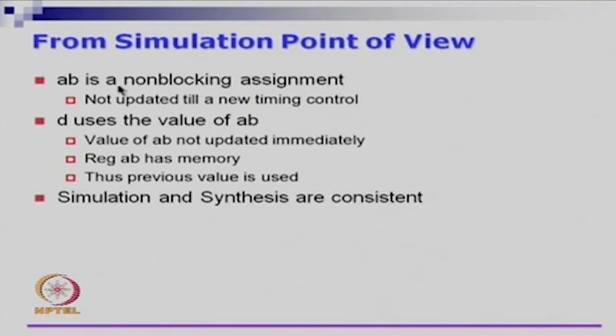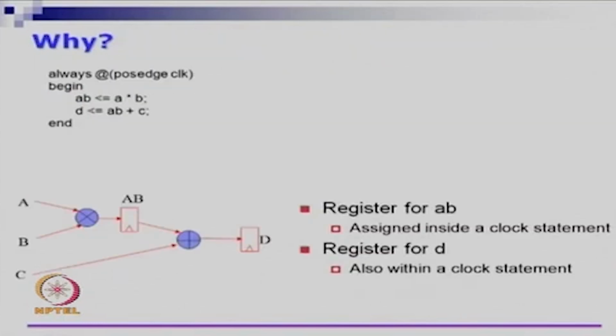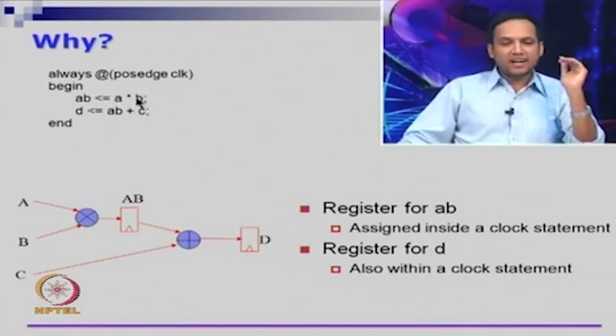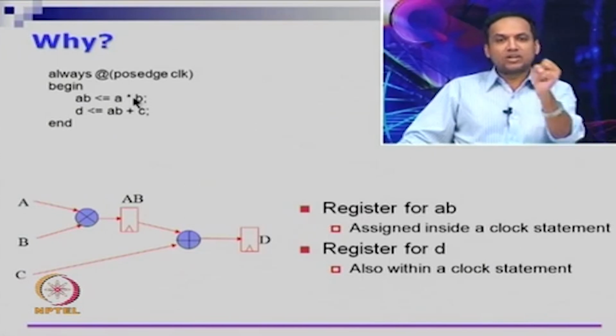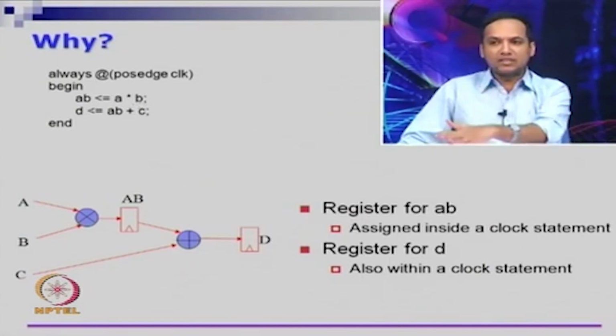So, AB was a non-blocking statement. AB non-blocking equals A times B, so it will not be updated until a new timing control comes through. Remember, if you go back to this Verilog code here, you look at all the right sides, the right sides will all be calculated first. So, when a new clock comes, it will take current A, current B, multiply it, and keep the result aside to assign to AB in the future.